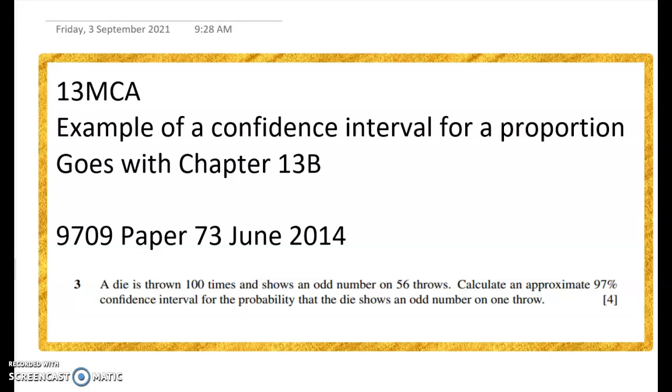Kia ora Year 12. This video is going to go through a really basic exam pattern on confidence intervals for proportions. So this goes with the second part of chapter 13b. So you can see the question here.